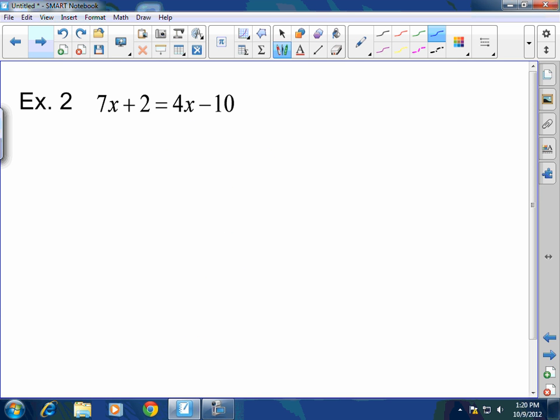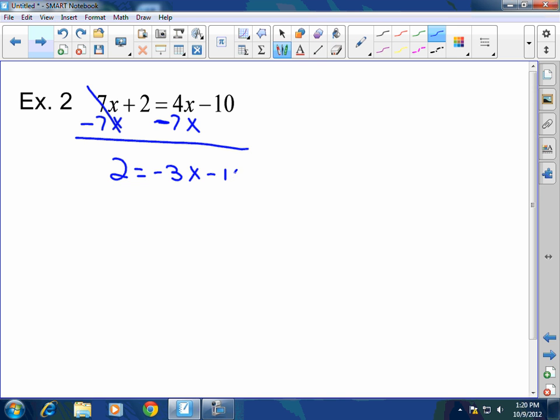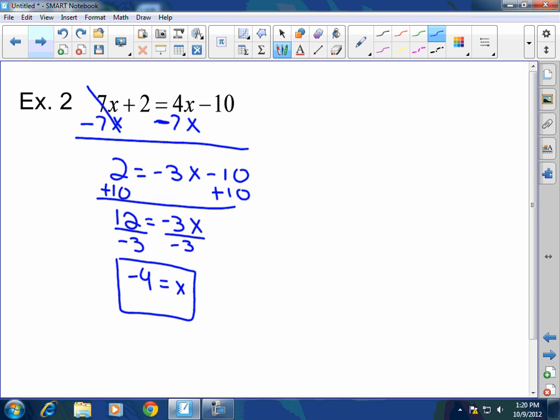Okay, I got 7x plus 2 equals 4x minus 10. Now I'm going to do it the other way just so you can see that you can have negative x's. This time I'm going to subtract 7x to both sides, which you absolutely, positively can do. I don't like to do it because I like to keep my x's positive, but it does not matter. That cancels. I got 2 equals negative 3x minus 10. Add 10 to both sides. 12 equals negative 3x. Divide by negative 3. X equals negative 4.